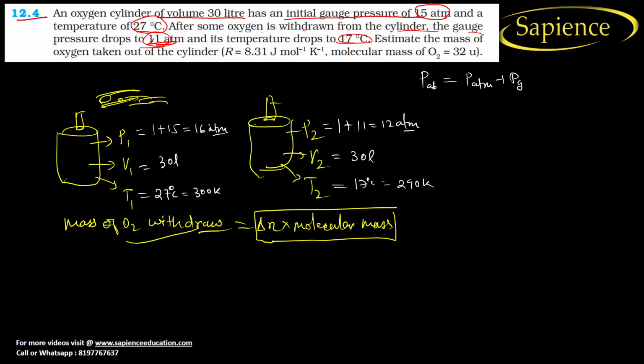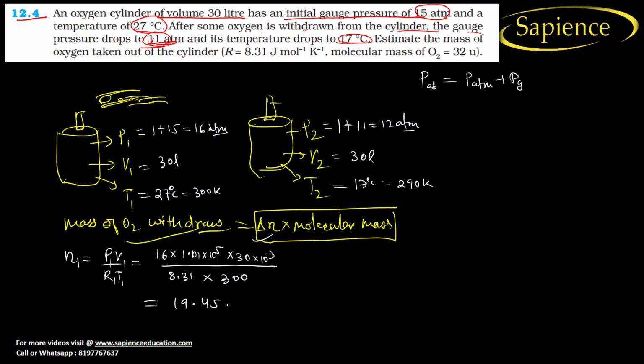Now, what we want is the change in the number of moles. First we need to find the initial number of moles. The number of moles is equal to PV by RT, so this will be P1 V1 by R T1. Putting in the values, this is 16 into 1.01 into 10 to the power 5, into the volume, 30 liter, which is 30 into 10 to the power minus 3 meter cube, divided by R, which in standard SI units is 8.31, into the temperature 300. When we calculate it, we get approximately 19.45 moles.